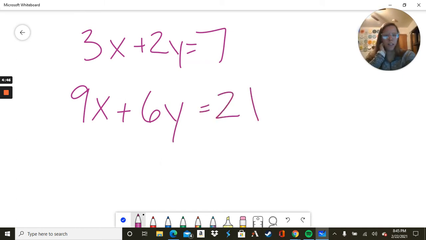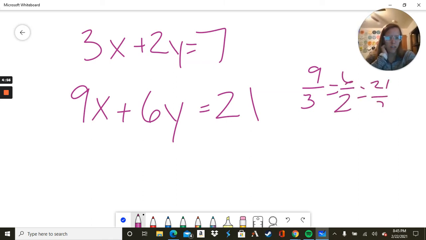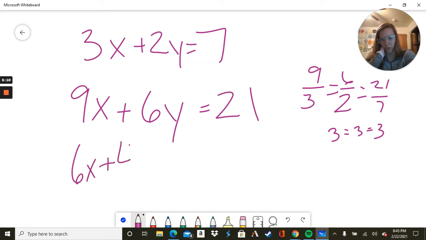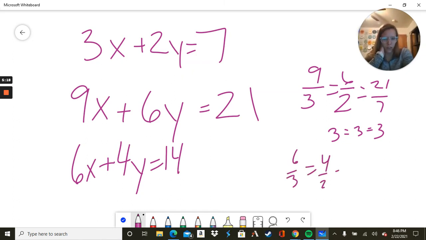Now if we do that constants thing, we do 9 over 3 equals 6 over 2 equals 21 over 7. Now, if we use the constant of 3, all these should simplify to 3, which they do. Okay, let's try a different one. Let's do 2. 2 times 3 is 6. 2 times 2 is 4. 2 times 7 is 14. Again, 6 over 3, 4 over 2, 14 over 7, all equal 2.